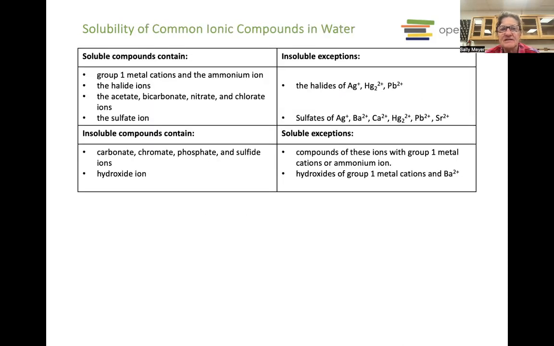So this is a small solubility table that you'll always be given on a test. And notice as you read it on the left-hand side, on the top, it says these soluble compounds contain, and then there are exceptions to these rules. So number one, group 1 metal cations and the ammonium ion. Okay, so there are no exceptions to that one.